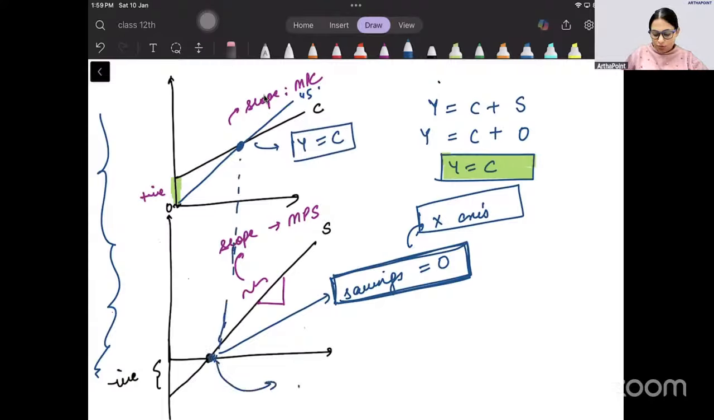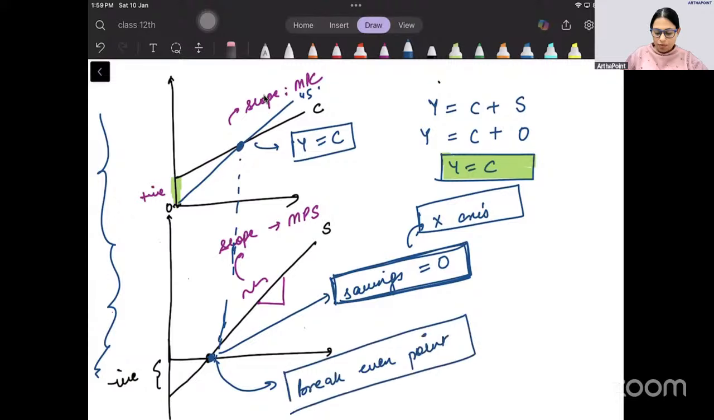And this has a name to it. We call it the break even point. So when savings are zero, income and consumption are equal, and it is called the break even point. That's called a break even point.